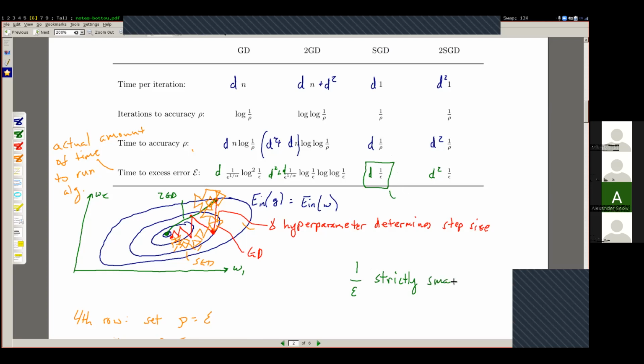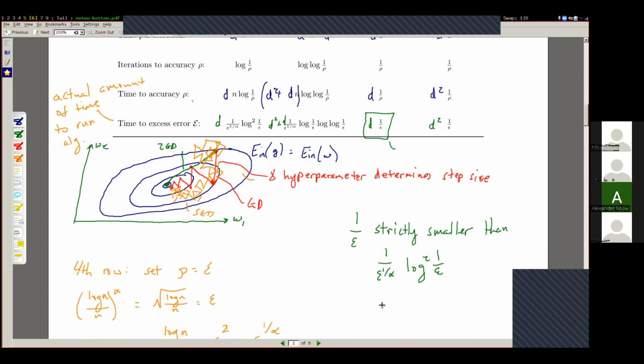strictly smaller than these other 2 terms, 1 over epsilon to the 1 over alpha log squared 1 over epsilon. I guess I already wrote out this one, so I'll write out the other one. And 1 over epsilon to the 1 over alpha log 1 over epsilon. And in our standard asymptotic notation, that would be that these are, sorry, not omega, but these are upper bounds.